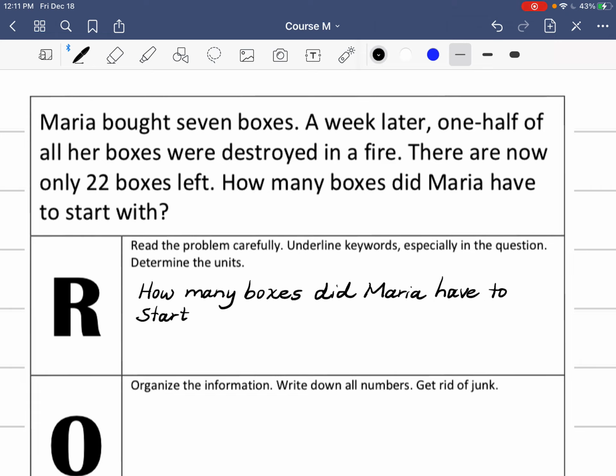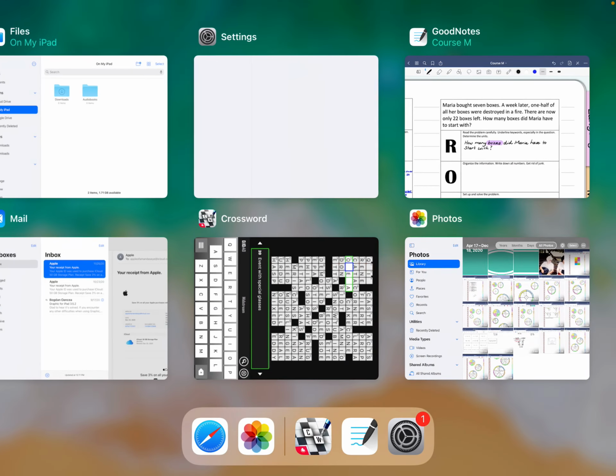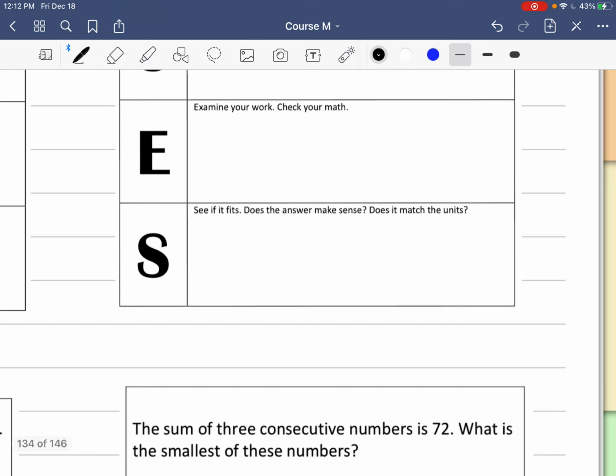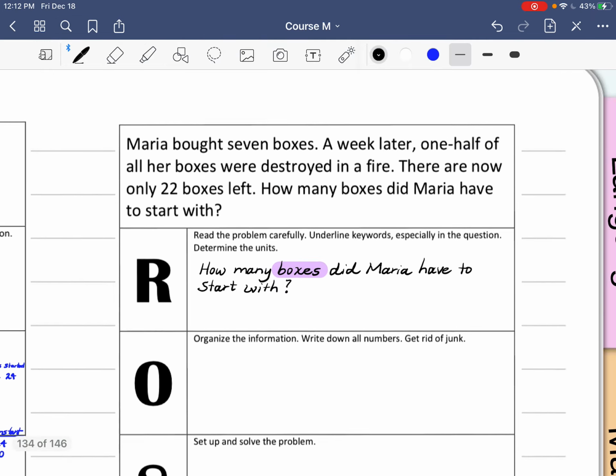So can you identify in one word what my unit will be in my answer? In the last problem we were looking for dollars. In this problem we're looking for the number of boxes. So when I get down here to this last section, to the S, it better be about boxes.